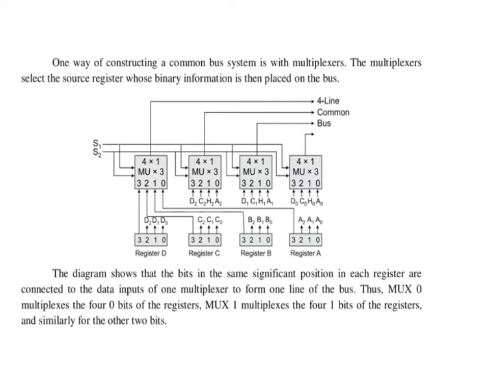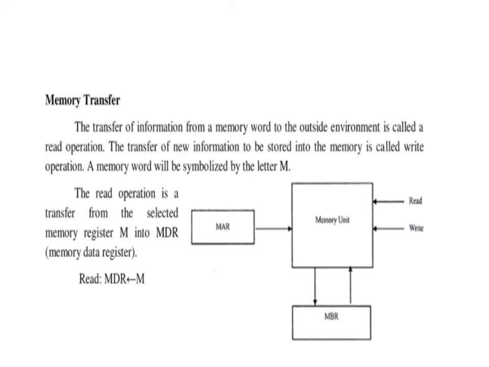One way of constructing a common bus system is done by using this multiplexer. The multiplexer selects the source register whose binary information is then placed on the bus. Next is a memory transfer. The transfer of information from a memory word to the outside environment is called a read operation, and the transfer of new information to be stored into the memory is called a write operation.